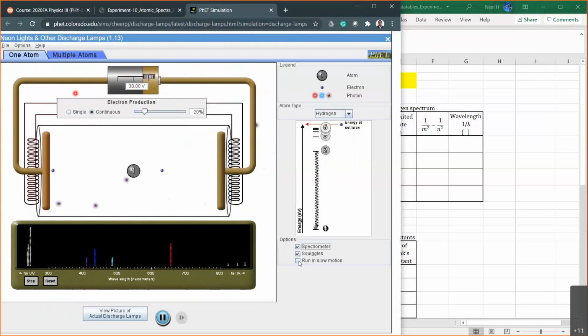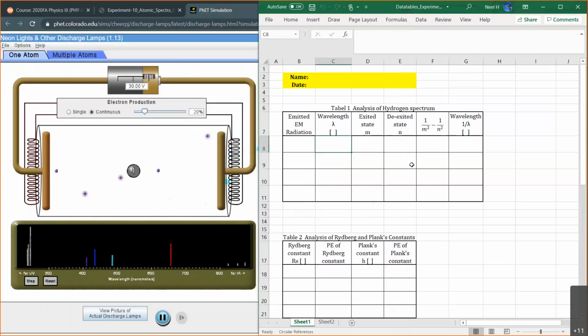If you click on run in slow motion mode, now you can see when the atom de-excitation happens, I can pinpoint which is the initial state and which is the final state. Those two are the numbers we need. That is the M and N, and then this is the lambda. As long as I have all that information, only those are the information we need. Lambda, M and N. As long as we have those, we can simply check whether I'm getting the Rydberg constant correctly. If I get it, then I can further test whether I can get the Planck constant correctly. Okay. So that's the plan.